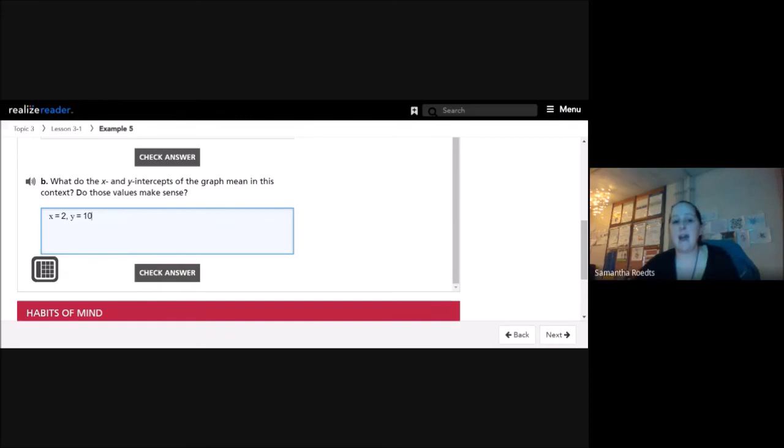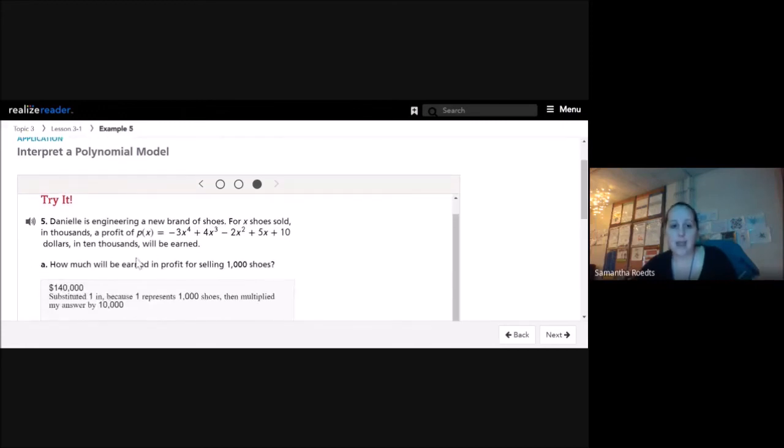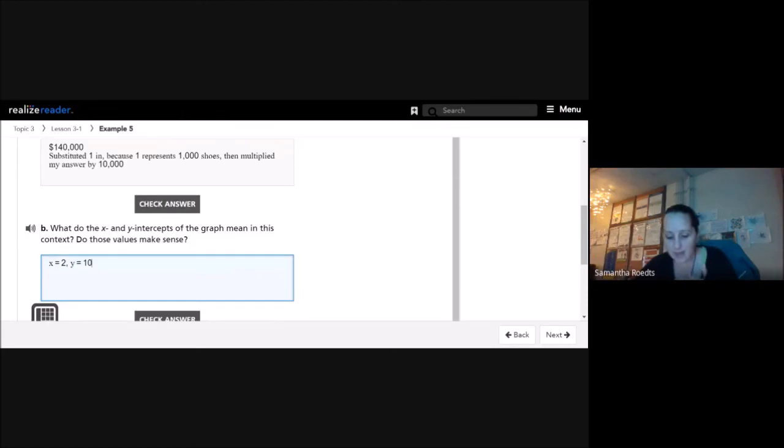Remember that x represents the number of shoes sold per 1,000, and the y values represent the profit they'll make in $10,000s. Looking at the calculator, the approximate x-intercepts were negative 0.86 and 1.9. So there actually are two intercepts.